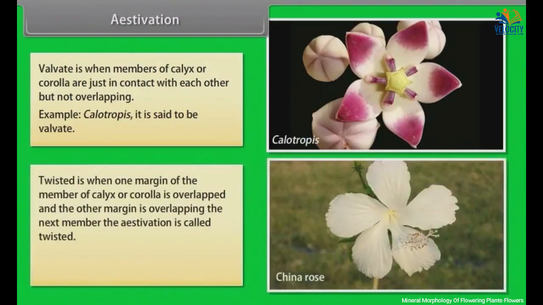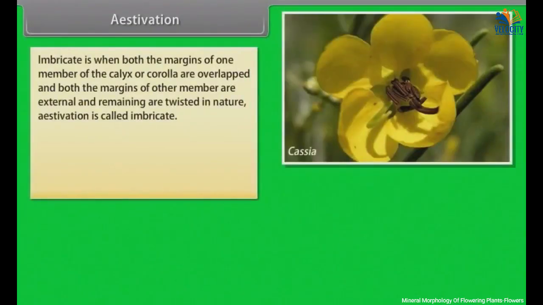Twisted is when one margin of the member of calyx or corolla is overlapped and the other margin is overlapping the next member. The estivation is called twisted. Example, China rose, lady's finger, and cotton, etc. Imbricate is when both the margins of one member of calyx or corolla are overlapped and both the margins of other member are external and remaining are twisted in nature. Estivation is called imbricate. Example, cassia, gulmohar, etc.